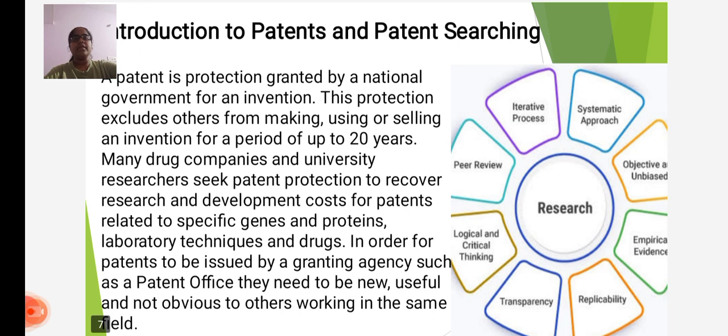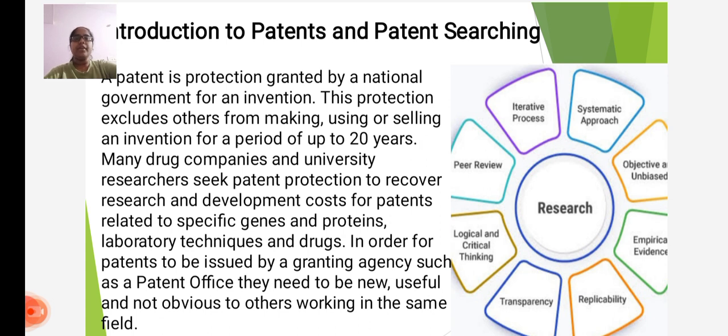Introduction to patents and patent searching. A patent is protection granted by a national government for an invention. This protection excludes others from making, using, or selling an invention for a period of up to 20 years. Many drug companies and university researchers seek patent protection to recover research and development cost for patents related to specific genes and proteins, laboratory techniques, and drugs.